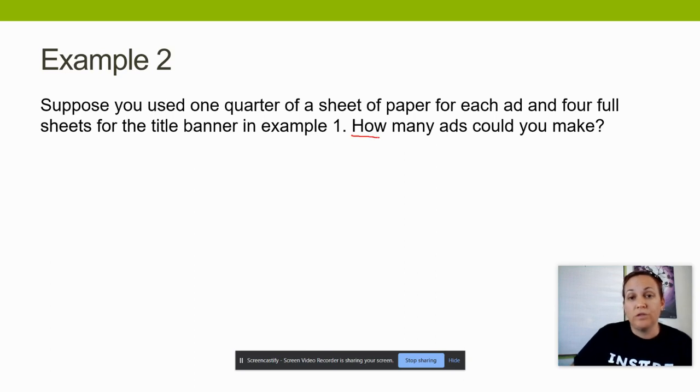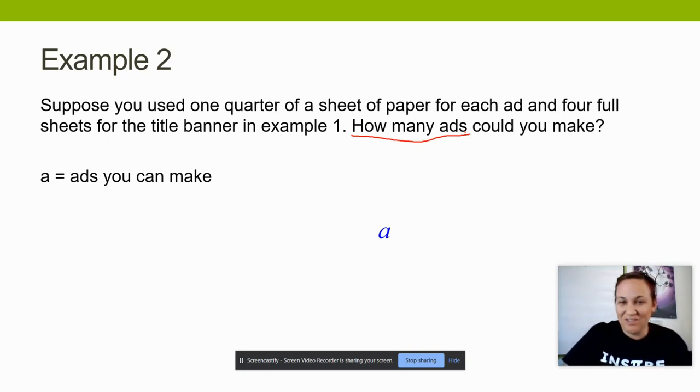So again, we're still looking for how many ads we can make. So I'm going to keep my letter A for my variable. And then I definitely want to make sure that I'm using the letter A in my equation. I don't want to accidentally switch to a different letter. We still have the 18 total papers available to us from example 1, so it's still going to equal 18. But we're going to change some of the other numbers.